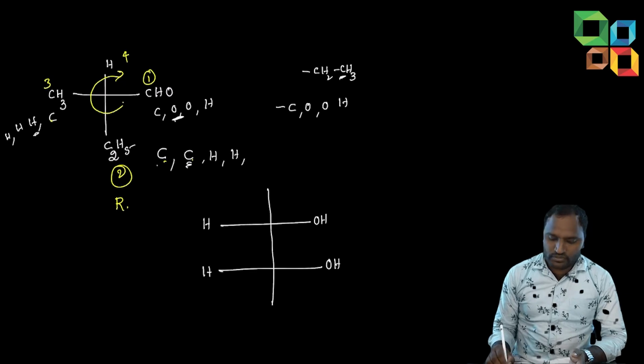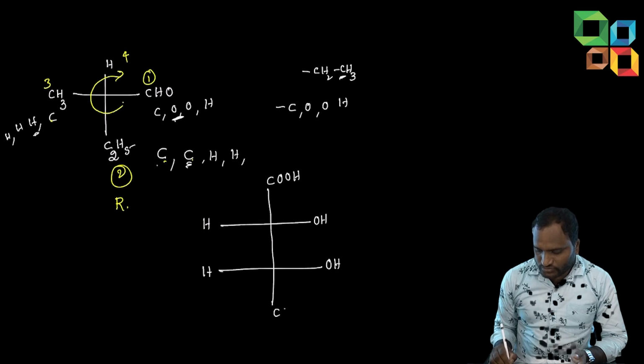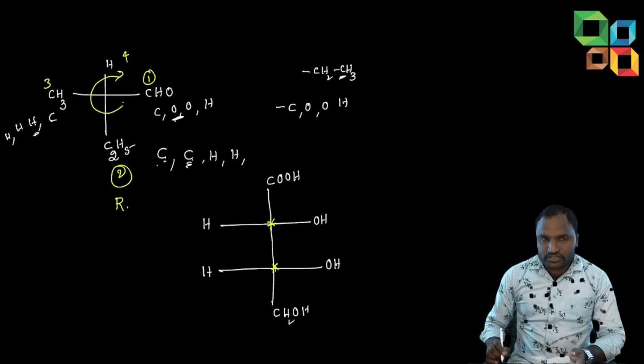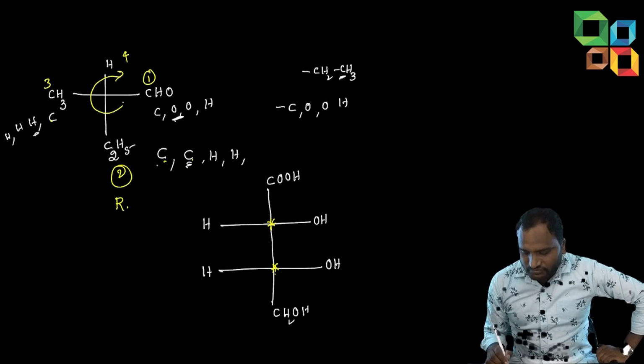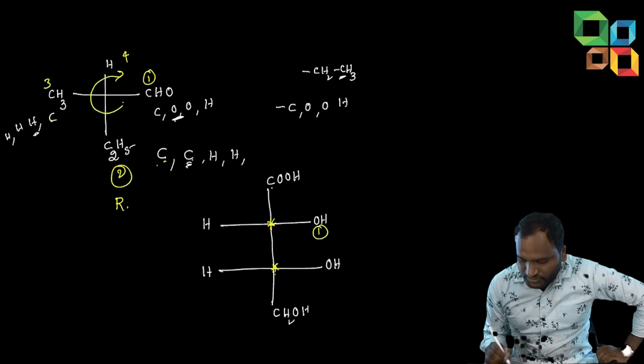H, COOH, CH2OH. So this is one chiral center. This is one chiral center. See, students, here also carbon is connected with the carbon directly. Correct, carbon O. So this will get first priority.